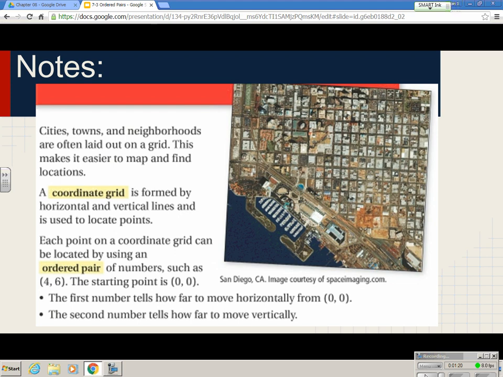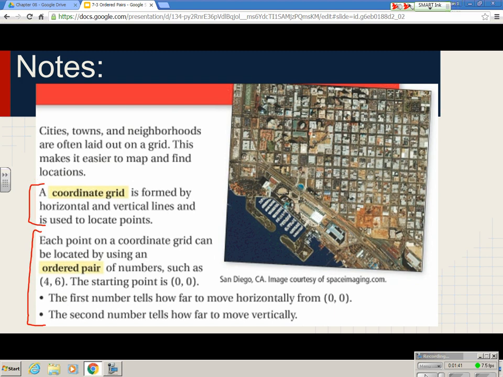First one is: a coordinate grid is formed by horizontal and vertical lines used to locate points. And then each point in a coordinate grid can be located by using an ordered pair. Ordered pairs of numbers are like (4, 6), with the starting point (0, 0). So I want you to get these 2 things down in your notes.